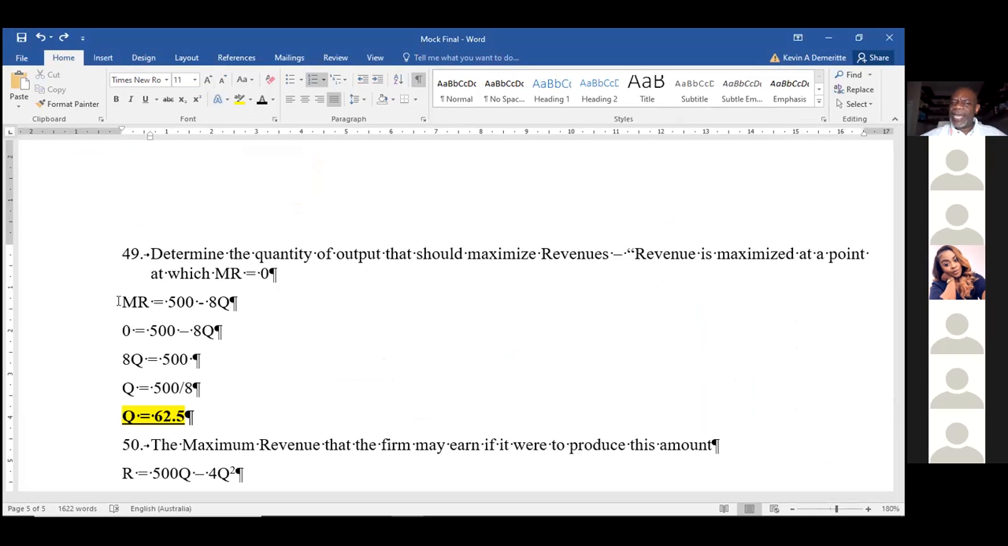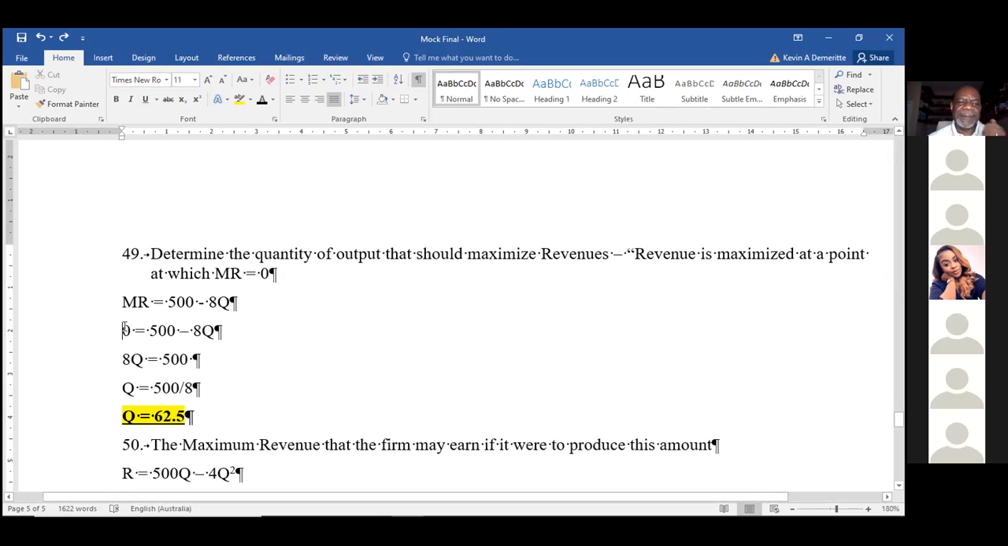So once we have that marginal revenue function, we know that revenue is maximized at a point at which marginal revenue is equal to 0. So if marginal revenue is supposed to be equal to 0, let's set it equal to 0. And that's where we plugged in the 0 for marginal revenue. So instead of marginal revenue equals 500 minus 8Q, we said 0 equals 500 minus 8Q, because revenue is maximized at a point at which marginal revenue is equal to 0.